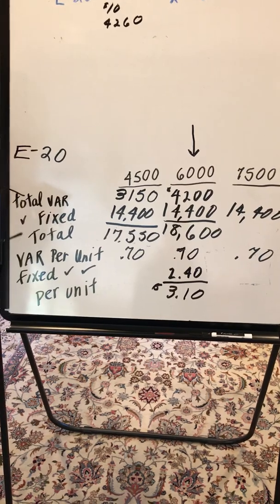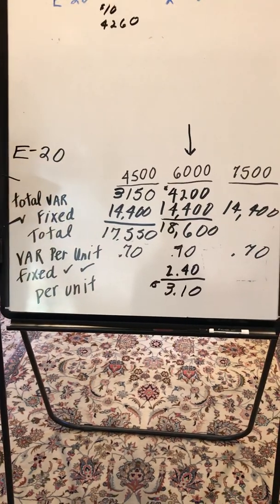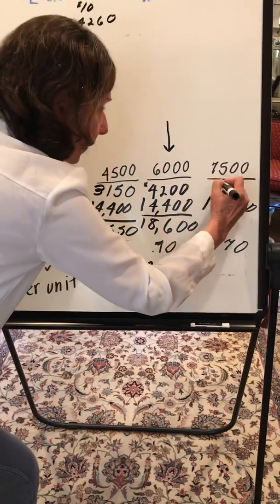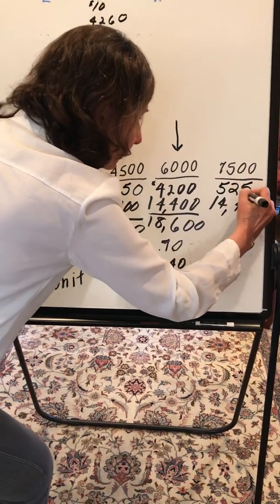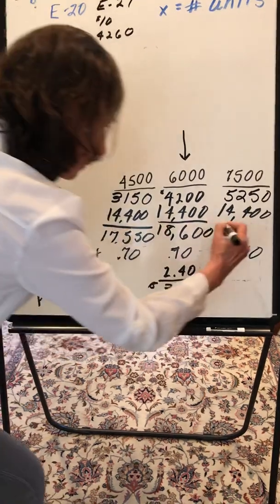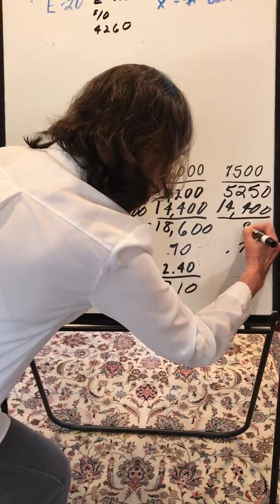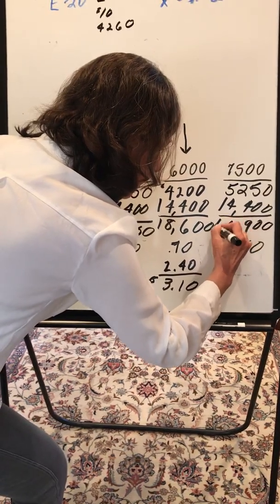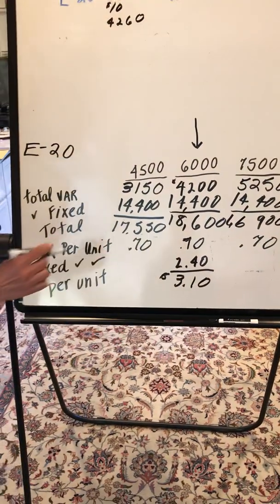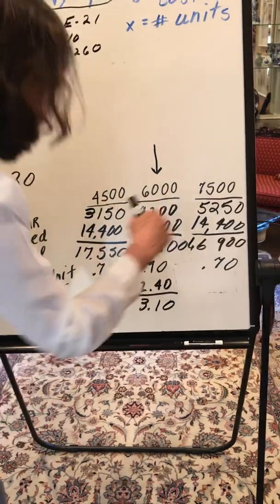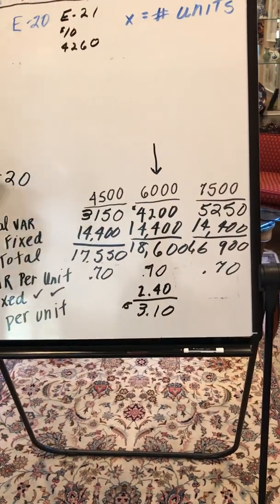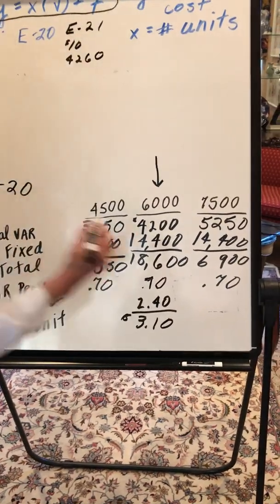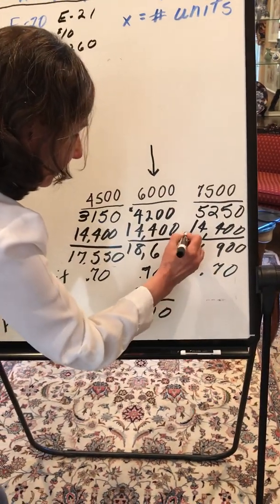7,500 units times 70 cents, $5,250. 5 and 4 is 9. 2 and 4 is 6. 6,600. Okay. Now, 5 and 1 is 6. See? I can't add even at home. Okay, 16,000. Here we go.